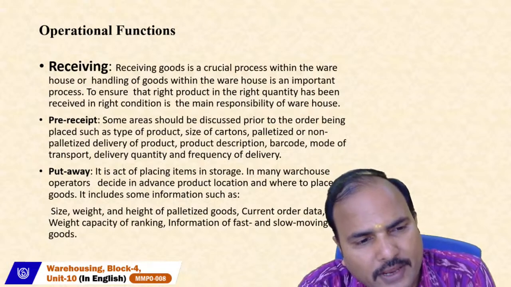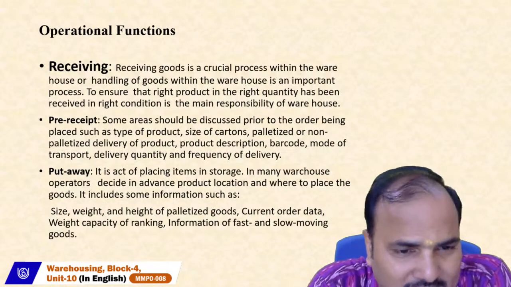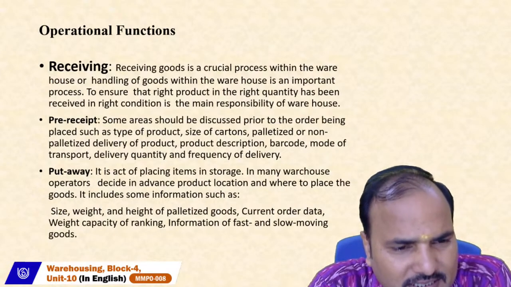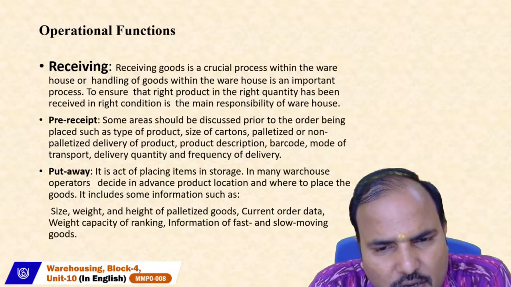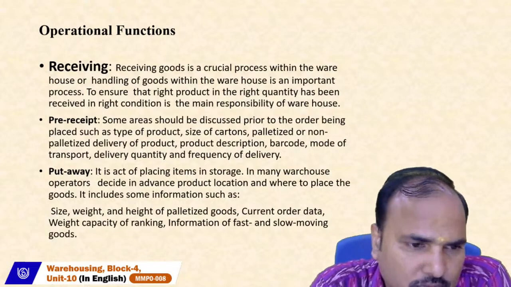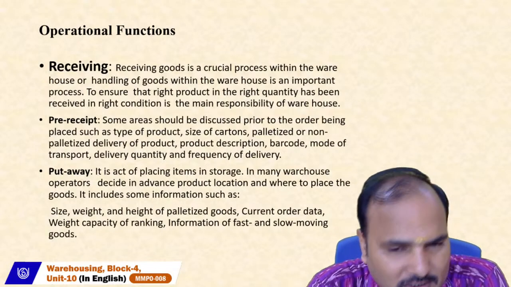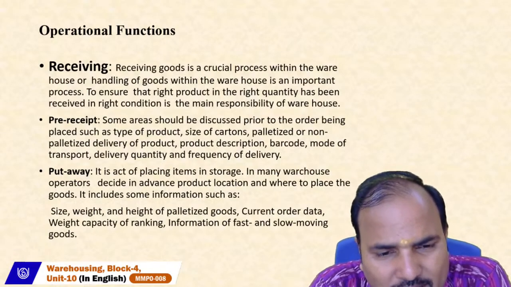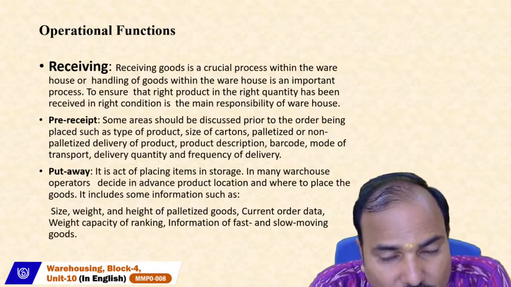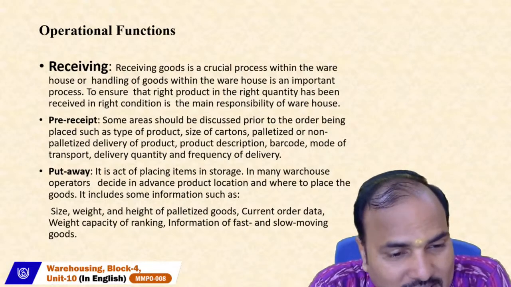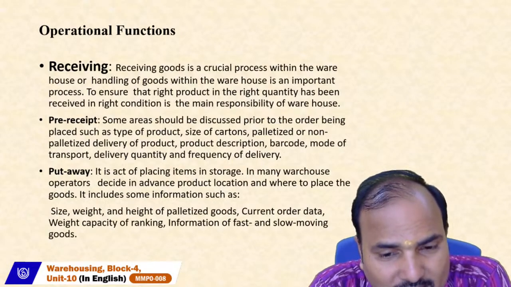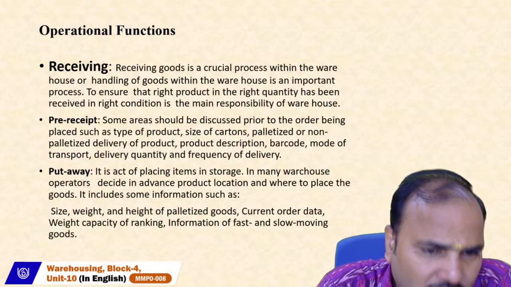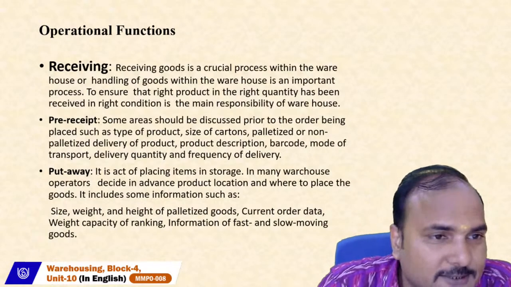Next is put away. It is the act of placing items in storage. In many warehouses, operators decide in advance the product location, where to place the goods. And it includes some information, such as what is the size, what is the weight, what is the height of all palletized goods. Then current order data is required, weight capacity of racking, information of the fast and slow moving goods. All these things are required for the put away operations.